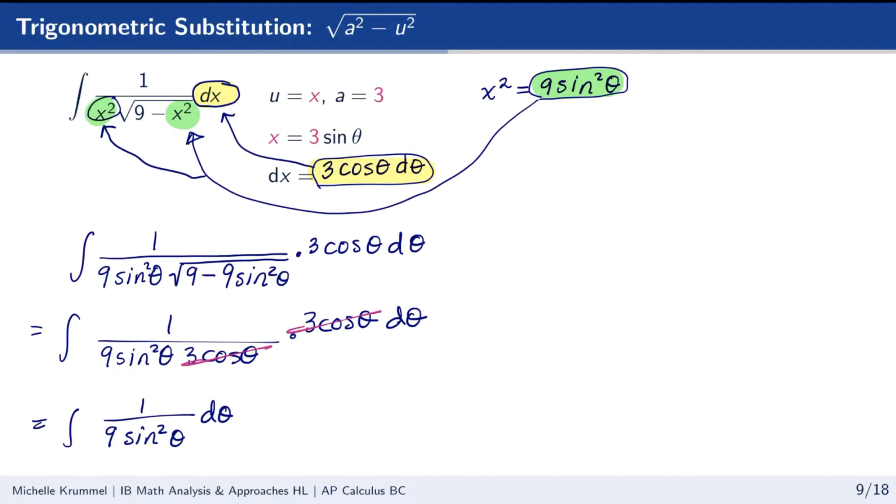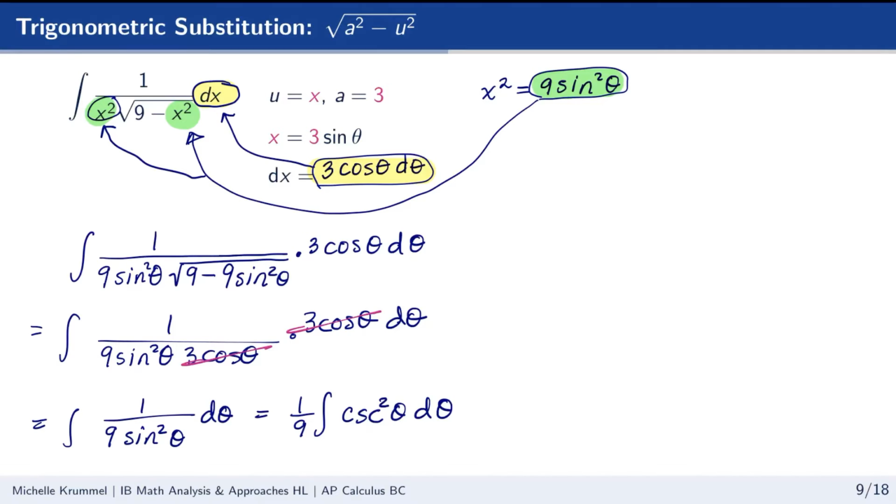Okay, we're going to keep going because we don't know how to integrate 1 over sine squared theta. So we just keep simplifying. 1 over sine theta is cosecant theta. So 1 over sine squared theta is cosecant squared theta. 1 over 9 is a constant multiple. So I can bring that outside of my integral. And this becomes 1 over 9 times the integral of cosecant squared theta d theta.